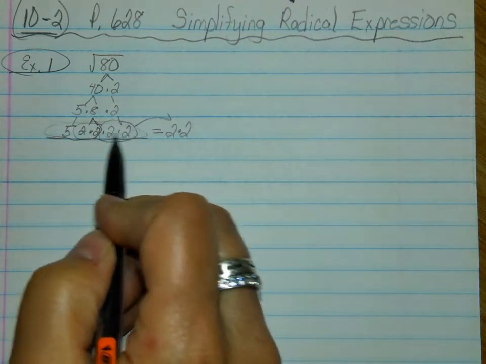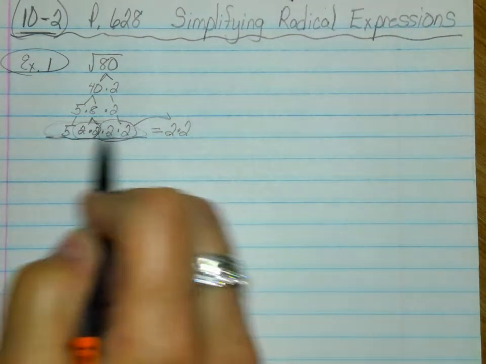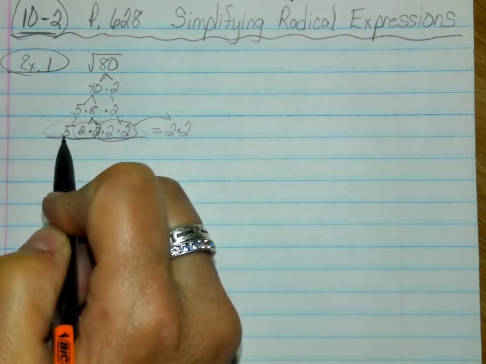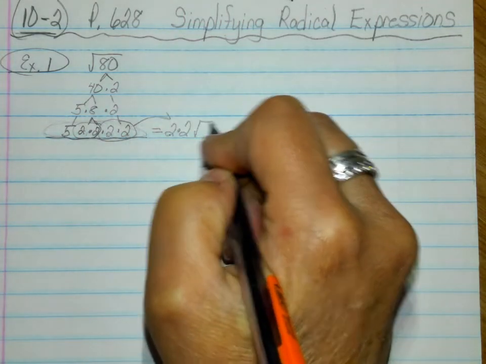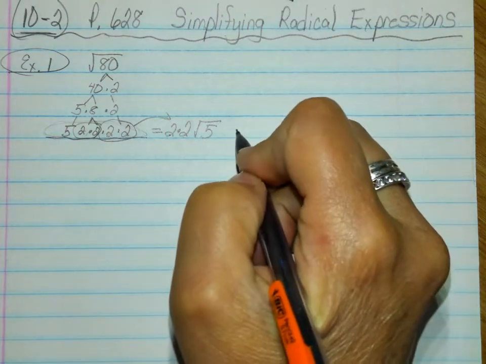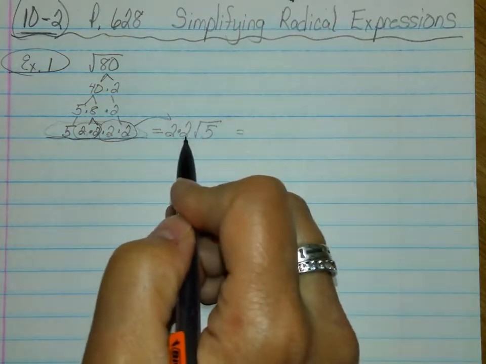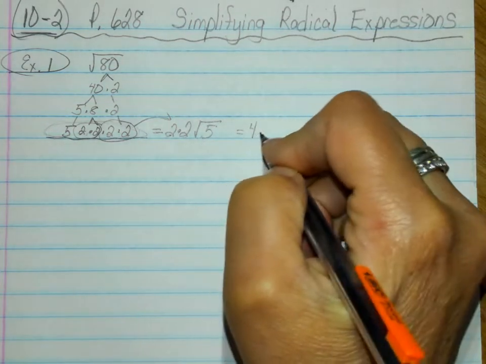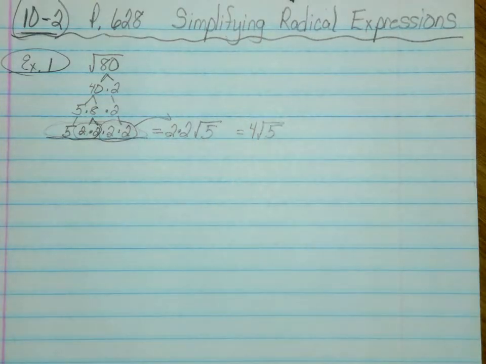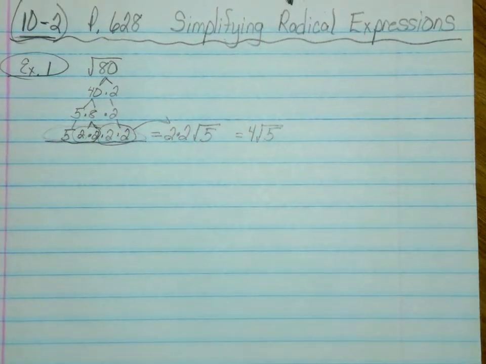So now one 2 comes out. This is now another 2 that comes out. This guy has to stay behind bars. And then we have to simplify it one more time. 2 times 2 is 4. So 4 times the square root of 5 is the radical expression simplified.